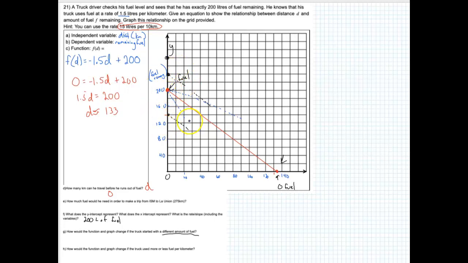Okay, so the big ideas here are: this slope represents the rate. Our starting point is the y-intercept. That's how much fuel we have. And this is the relationship between the distance we travel and the amount of fuel that we have in the tank. Okay.